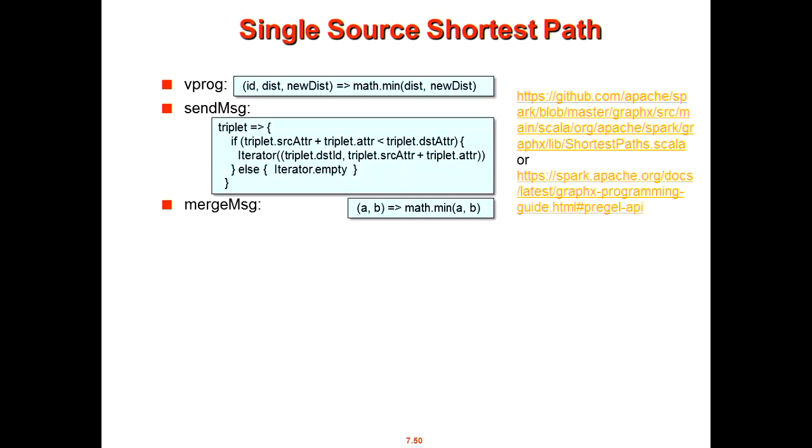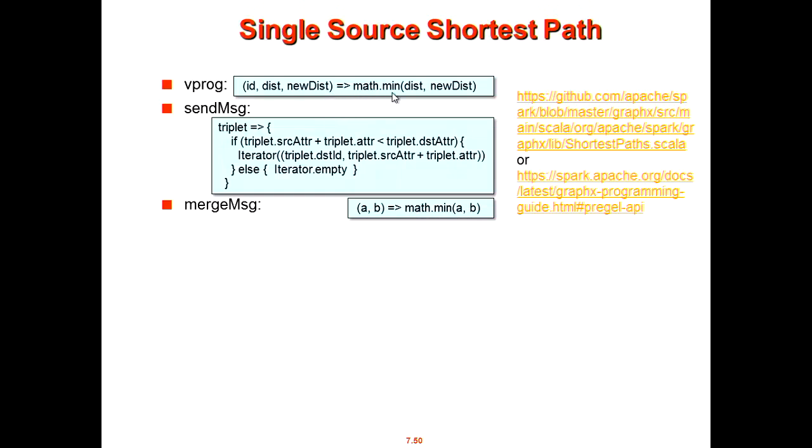But for all these messages, in fact, we only need to keep the smallest one. So this is the merge message. If we have multiple messages, we use this function to do the merge. We always select the smaller one. Then all the messages will be merged as this new dist.